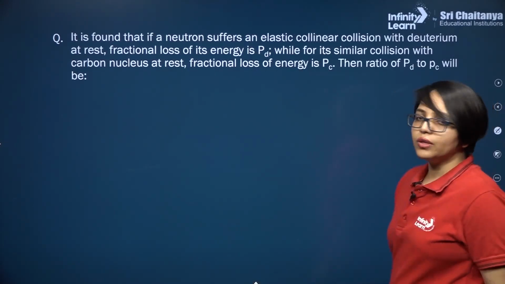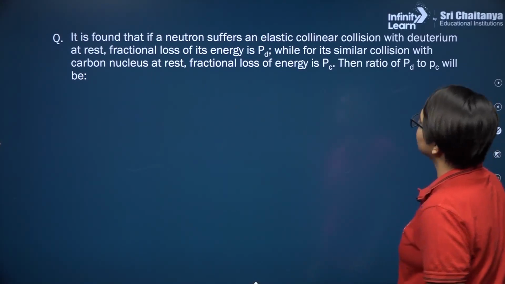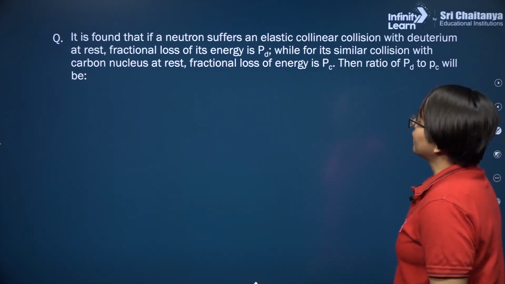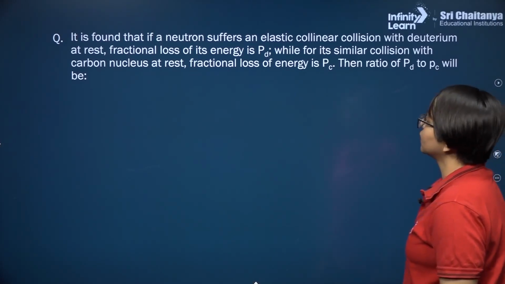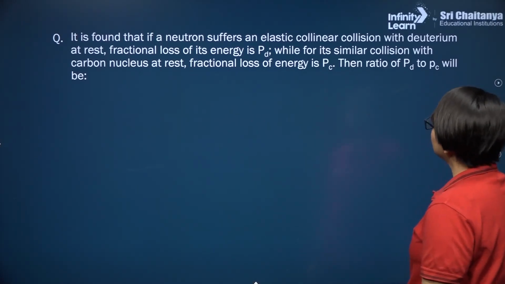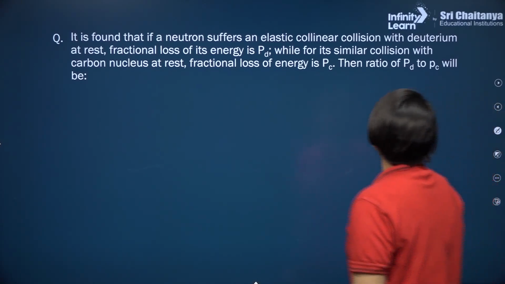Next is, it is found that if a neutron suffers an elastic collinear collision with a deuteron at rest, fractional loss of kinetic energy is PD, while for its similar collision with the carbon nucleus at rest, fractional loss of kinetic energy is PC. Then the ratio of PD to PC will be.